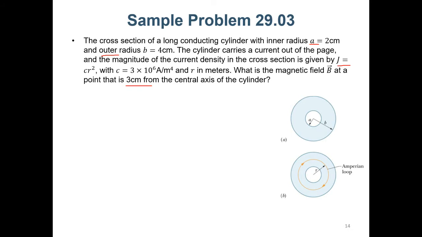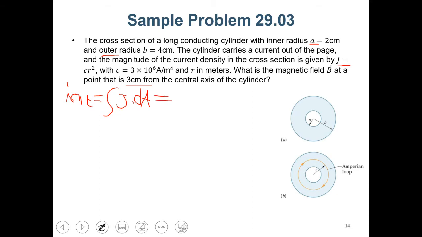So we need to calculate the I enclosed, which is J dot dA. J has the same direction as the area vector. So J dot dA is nothing but J times dA.